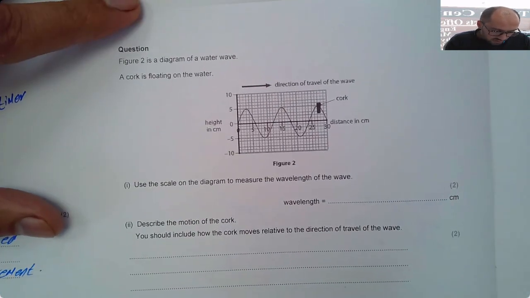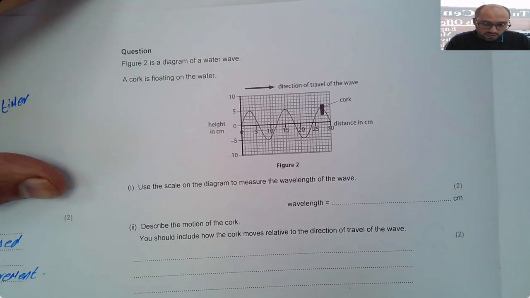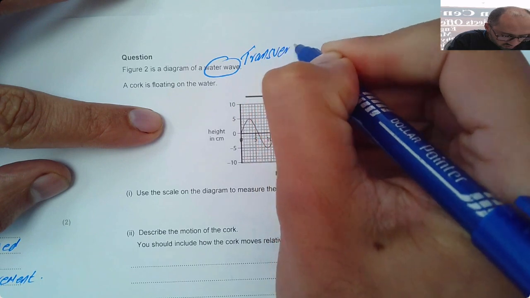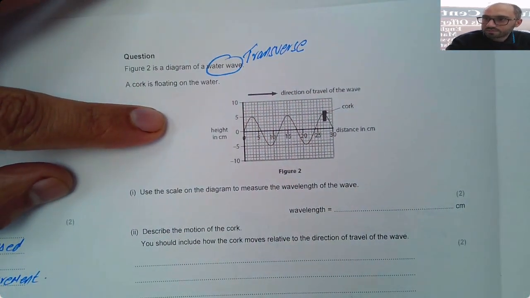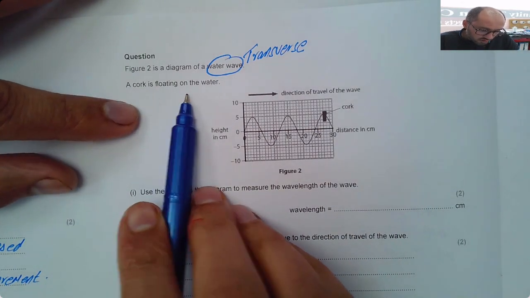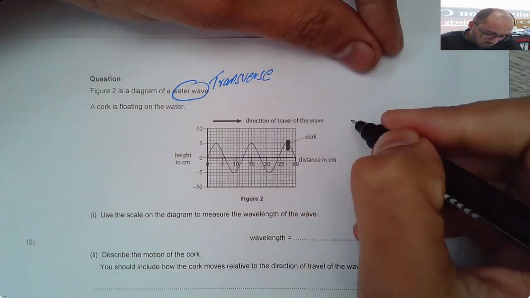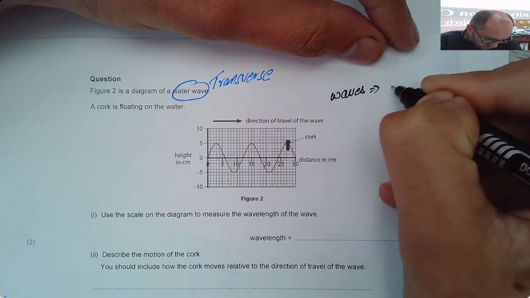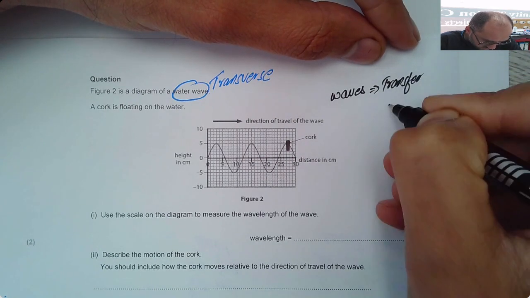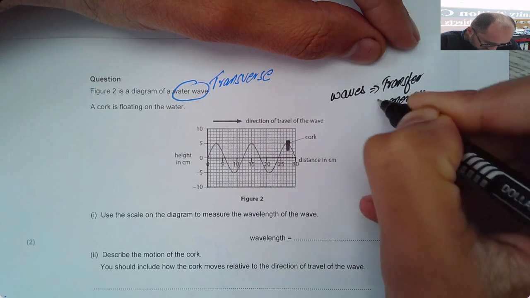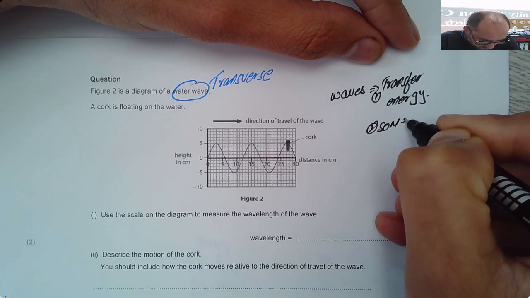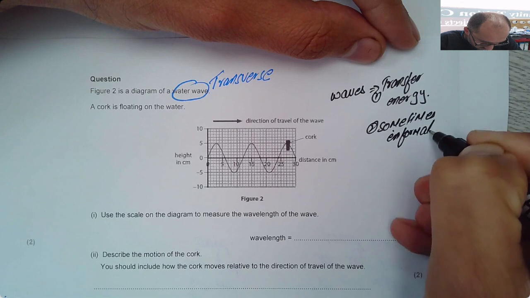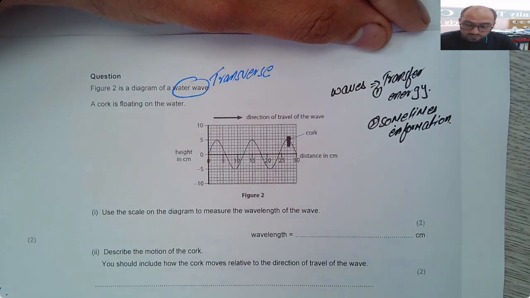Let's have a look at the next question. Here it says figure 2 is a diagram of a water wave. So the moment I see water wave, I can recall these are transverse waves. It says the cork is floating on the water. Now I want to remind you here, what do waves do? Waves transfer energy, number one, and sometimes information. You have to remember, they will never transfer material.